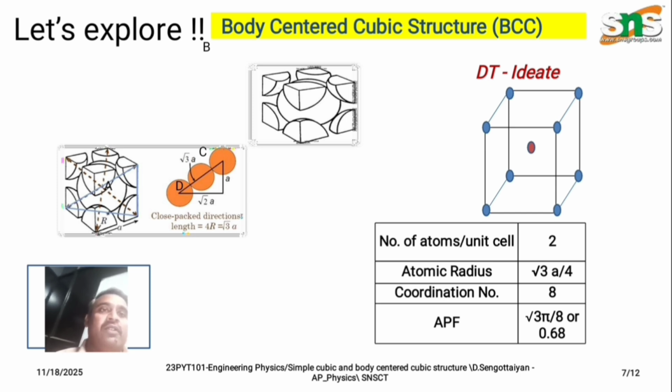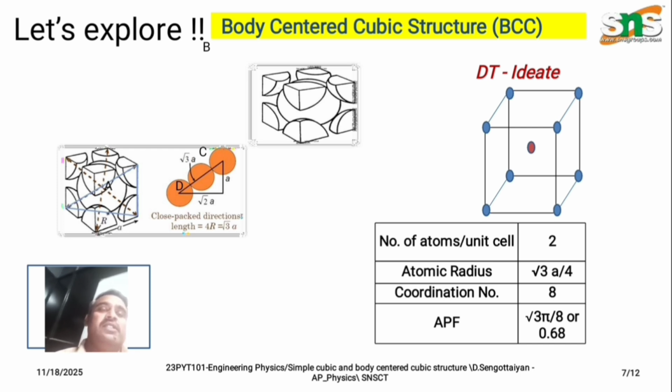Then the APF value of BCC is 0.68. We know that APF equals the total number of atoms present per unit cell times the volume of an atom, divided by the total volume of the unit cell. In BCC, the total number of atoms equals 2. So 2 into 4 by 3 pi r cubed divided by a cubed. Finally the value for BCC equals 0.68. That means 68% of the volume is occupied by atoms and the remaining 32% is vacant. So these are the important lattice parameters of the simple cubic and BCC systems.